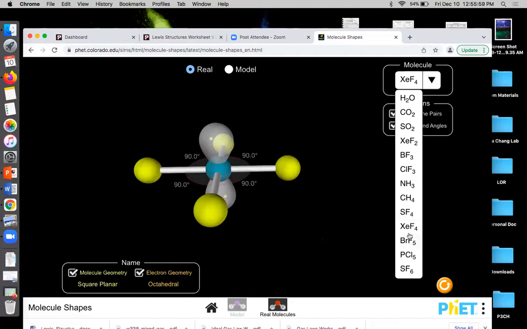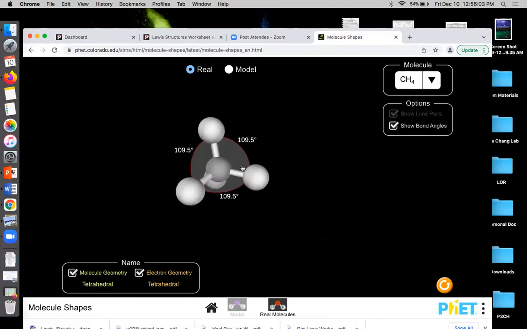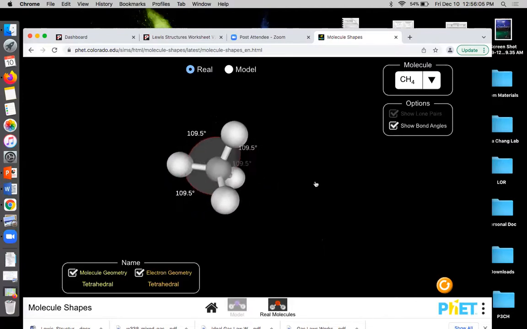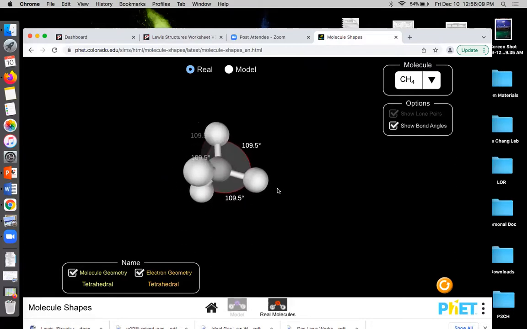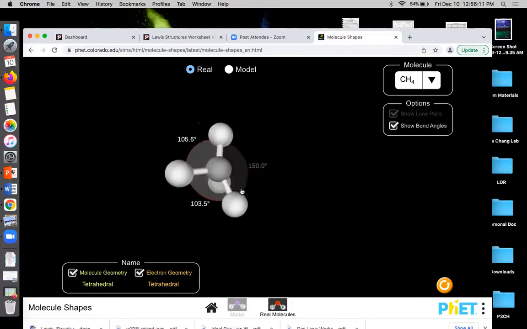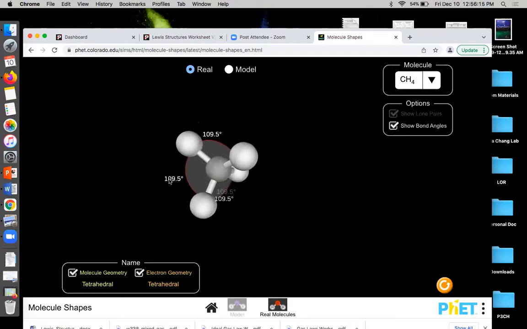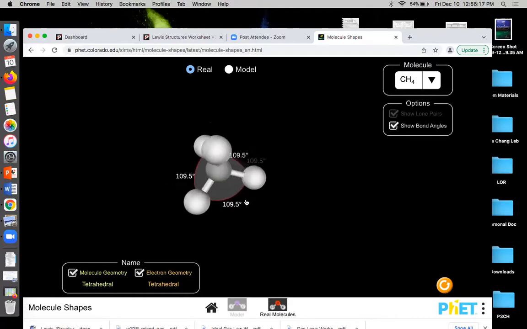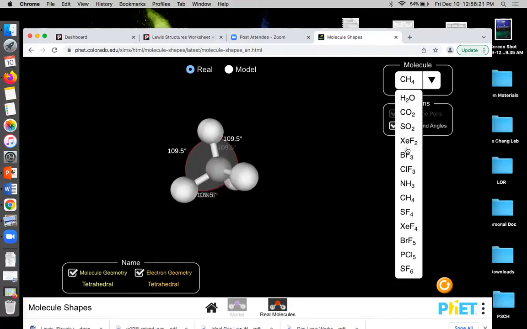And so what else did we look at? CH4. So this is a tetrahedral. Right? Notice that it's 109.5. Any way I turn it, it's 109.5. And you guys can move these atoms too. So if you move the atom, once it reaches equilibrium, it still goes back to 109.5. Okay. So you guys can go ahead and explore this.